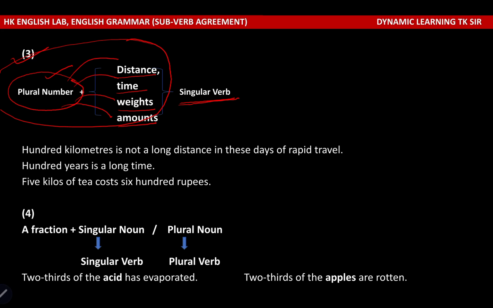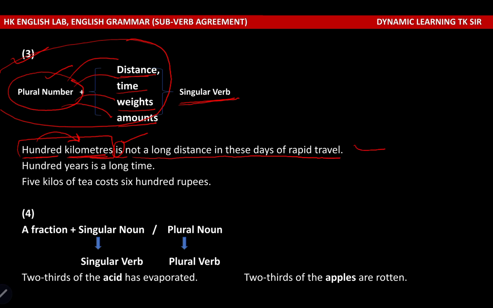Got it, everyone? Look here: 100 kilometers. So 100 is a plural number, but after the plural number, what have you used? Kilometers. It is a distance. So together they make one single unit. Am I right? That's why look at the verb I have used here. This is singular. 100 kilometers is a singular unit. That's why it receives the singular verb. So, 100 kilometers is not a long distance in these days of rapid travel.